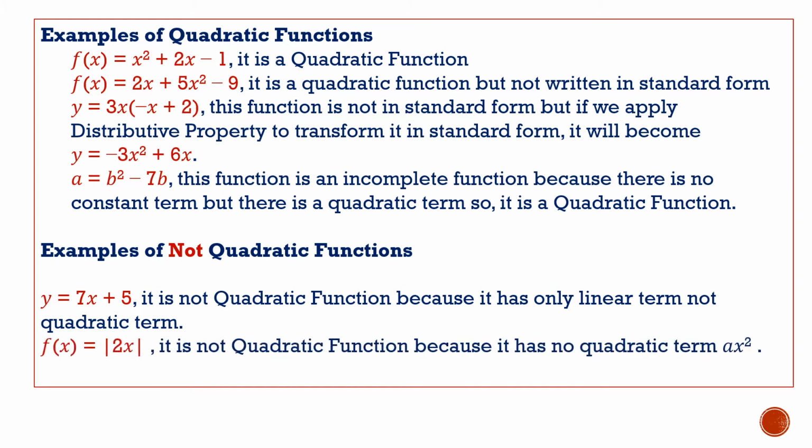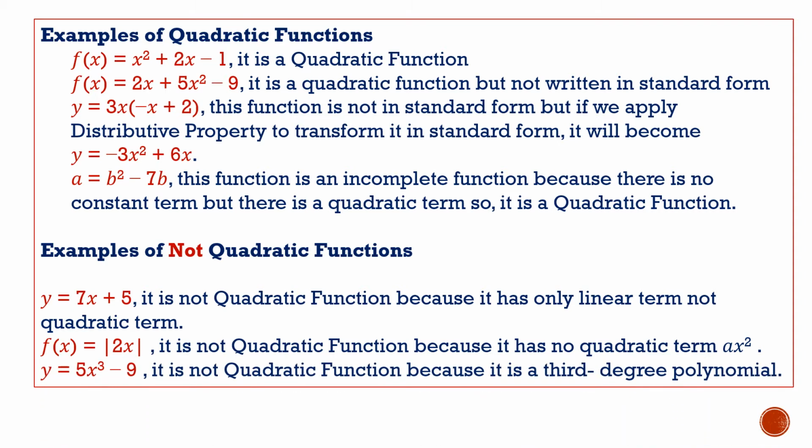Another example, we have f of x is equal to the absolute value of 2x. It is not a quadratic function because it has no quadratic term, ax squared. Another one, y is equal to 5x cubed minus 9. This is not a quadratic function because it is a third-degree polynomial.